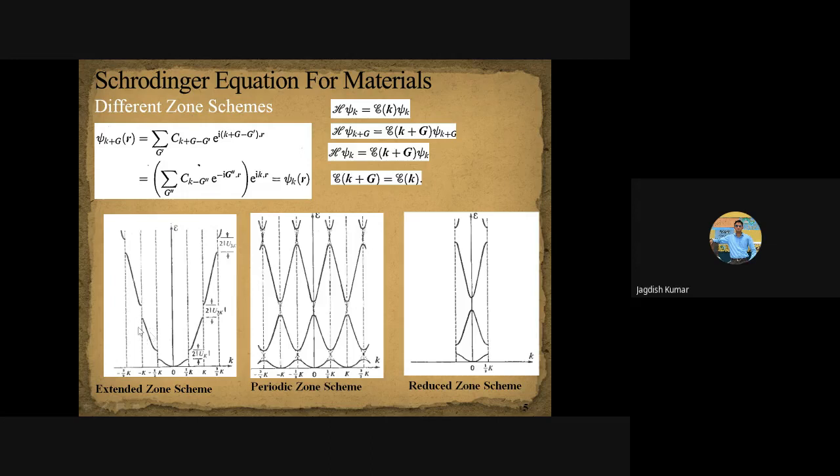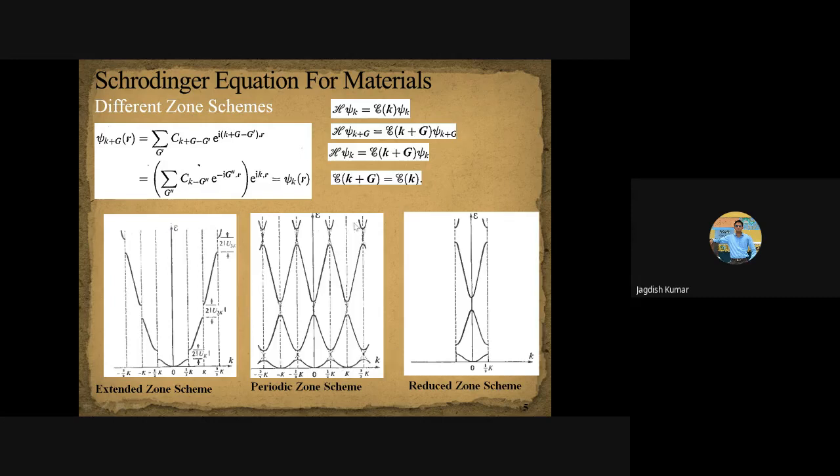The same thing can be done from this side to this side by adding G here. So this part, this is the second band, you can say, coming from the second Brillouin zone. This is coming from the third Brillouin zone, and so on. So this zone scheme is called the periodic zone scheme.